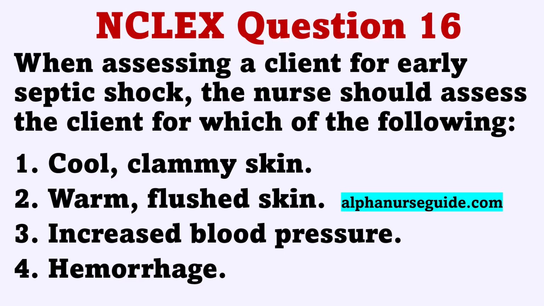The correct answer is 2. Warm, flush skin from a high cardiac output with vasodilation occurs in warm shock or the hyperdynamic phase of septic shock. Other signs and symptoms of early septic shock include fever with restlessness and confusion, normal or decreased blood pressure with tachypnea and tachycardia, increased or normal urine output, and nausea and vomiting or diarrhea. Cool, clammy skin occurs in the hypodynamic or cold phase. Hemorrhage is not a factor in septic shock.